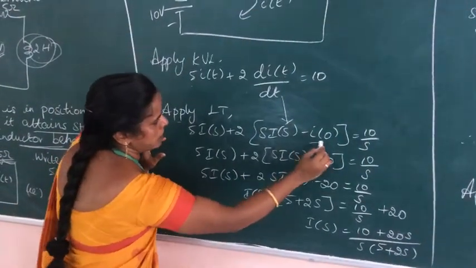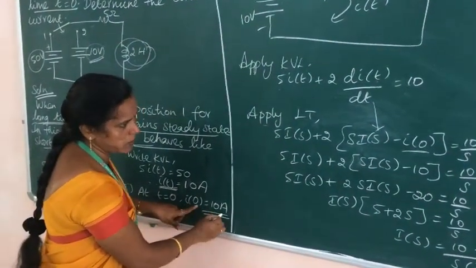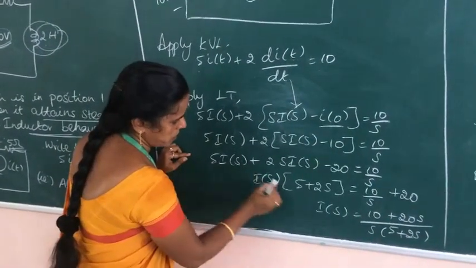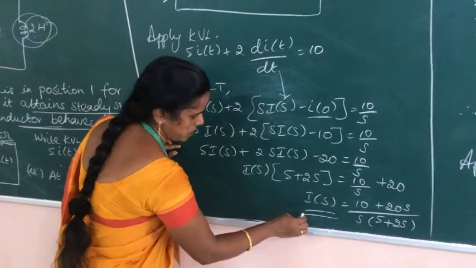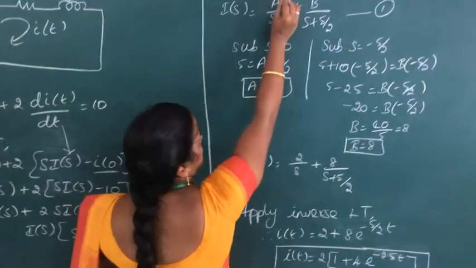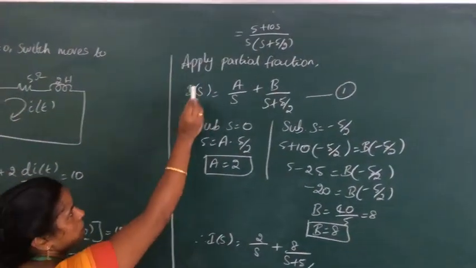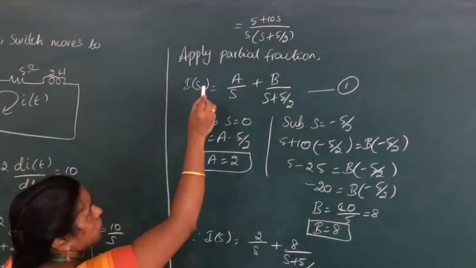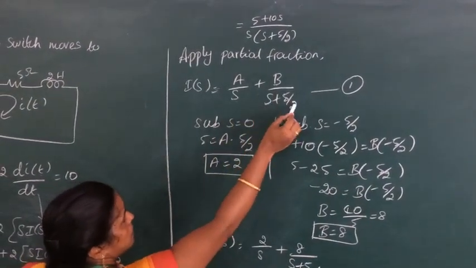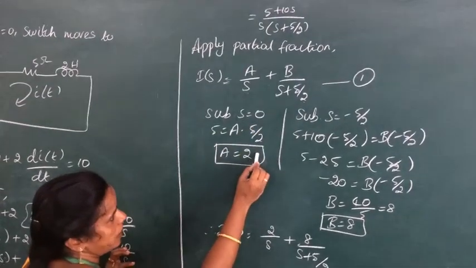We have to substitute the initial current from the previous case. So what we have got, I of 0 is equal to 10 ampere. So we have to substitute I of 0 is equal to 10. We have to simplify this to find what is I of s. So I of s we are getting as 5 plus 10s divided by s into s plus 5 by 2. So the third step is we have to apply partial fraction. So the found value for I of s you can write as A by s plus B by s plus 5 by 2. If you substitute s is equal to 0, we are getting the value for A as 2.